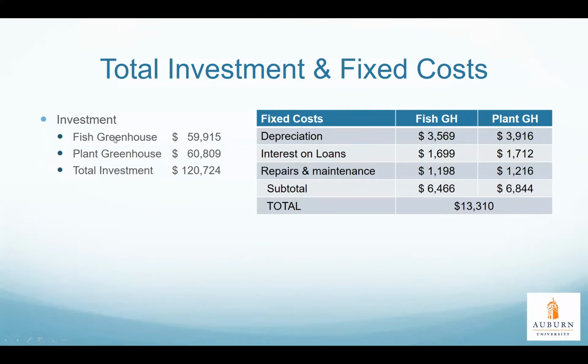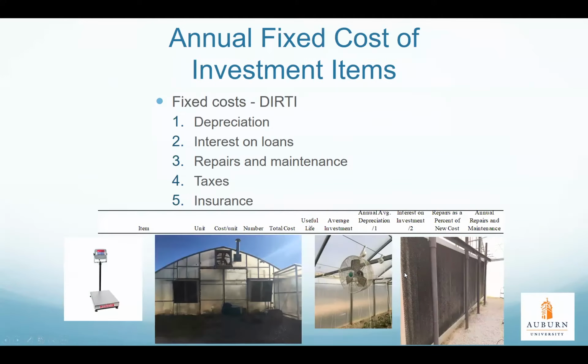The total investment for the fish greenhouse is $59,000, almost $60,000. The plant greenhouse is almost $61,000. So in total, it's about $120,000 for these 2 greenhouses. And we calculate the depreciation, interest on loans, repairs and maintenance. For both fish and plant greenhouse, it amounts to about $13,310 per year. Now, how do we get those things? We'll look at that now.